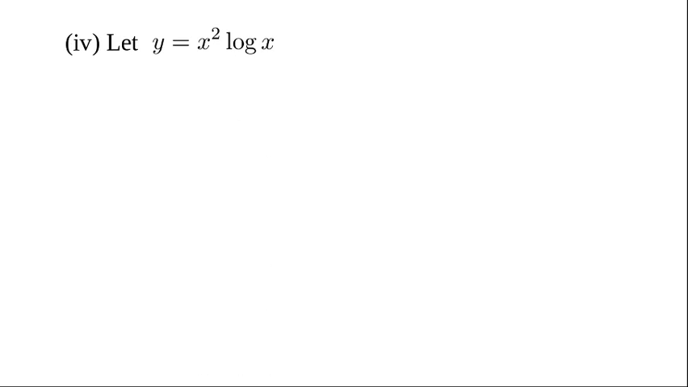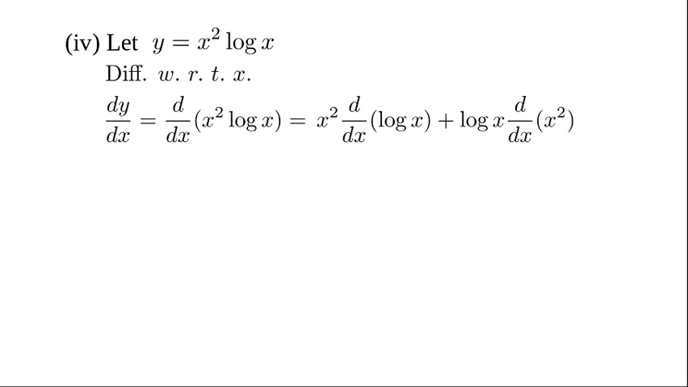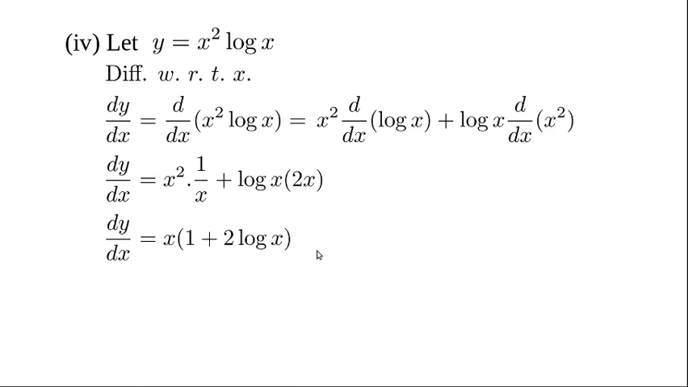Fourth one, y equal to x square log x. This is the combination of algebraic and logarithmic function. Differentiate with respect to x. Again the product rule. x square into derivative of log x plus log x into derivative of x square. Derivative of log x is 1 by x and derivative of x square is 2x. So here x gets cancelled. We get dy by dx equal to, we take x out, 1 plus 2 log x we are left with.